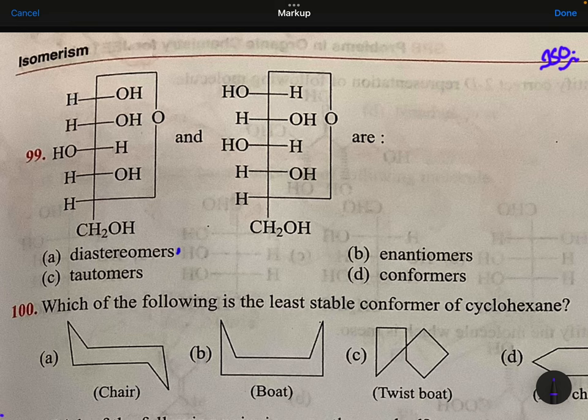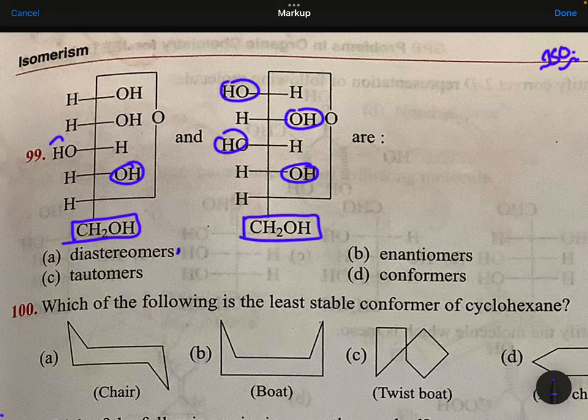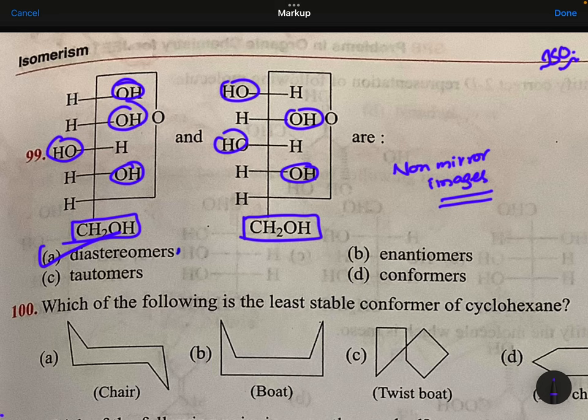See, this is CH2OH, and this is again CH2OH, with OH groups on the carbons. So the formula and everything is the same, but they are non-mirror images. The IUPAC name is the same, but they are non-mirror images. Non-mirror images are called diastereomers.